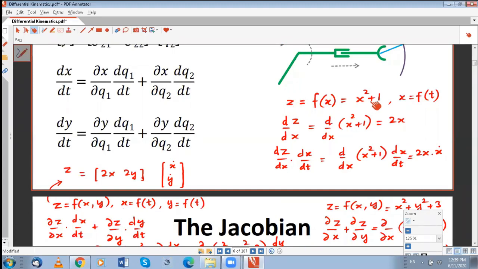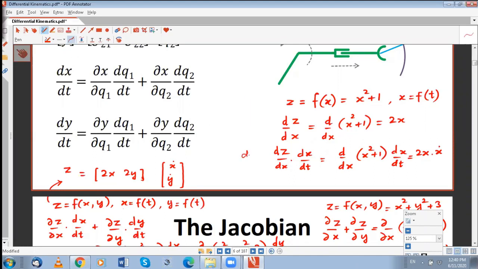It could be any form, but let's say it's x squared plus 1. And we further know that x is a function of time. Then if you are to find the derivative of z with respect to x, this is how you find it. It would be just 2x. The derivative of x squared is 2x, derivative of 1 is 0. So you'll get 2x.